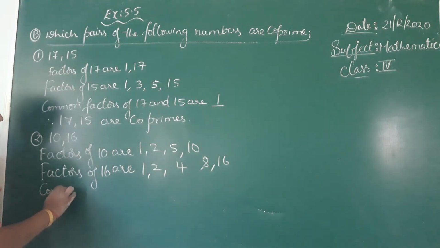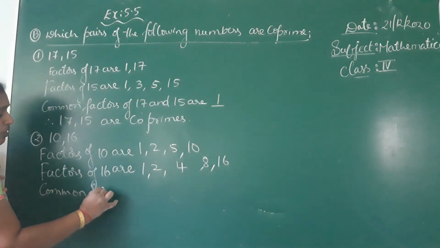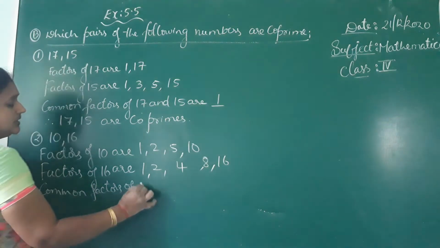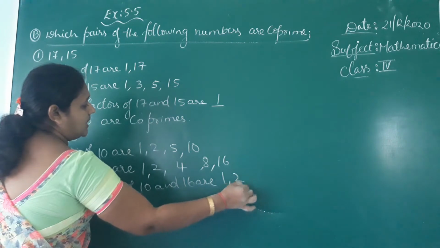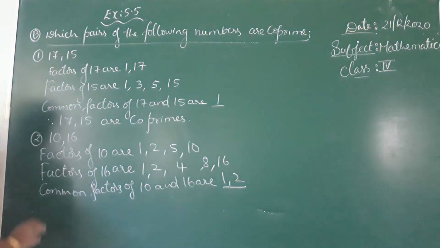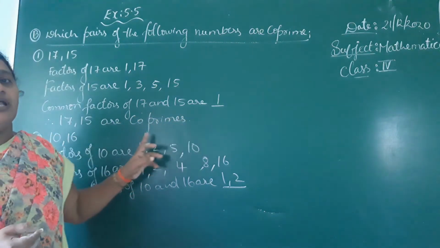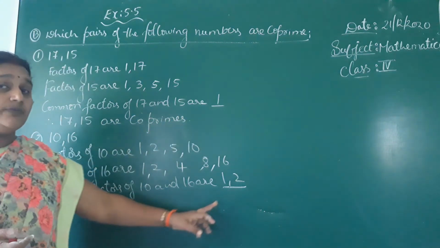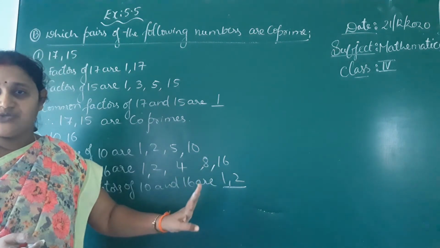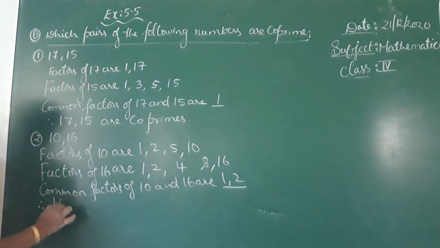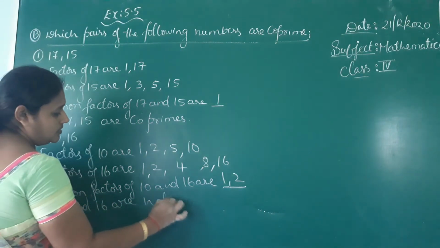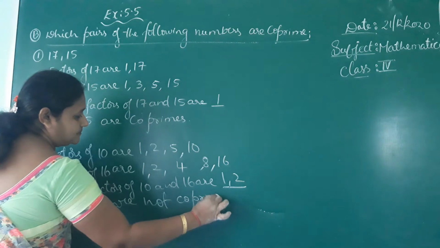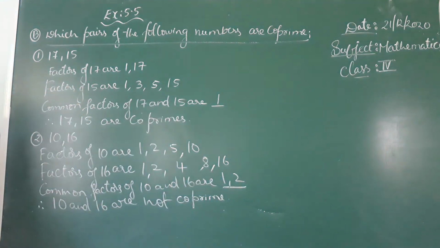What are common factors of 10 and 16, children? 1, 2 are common in these two. If 1 is the only common factor, then we call those two co-primes. But here 1, 2 are there, two numbers. So 10 and 16 are not co-prime.